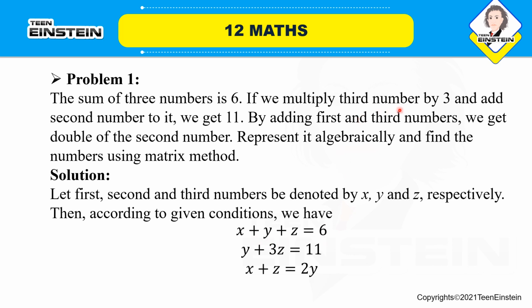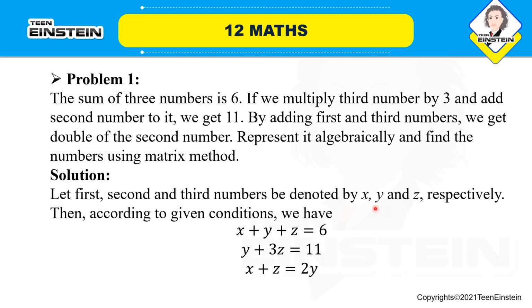Okay, then we are multiplying the third number by 3. What is the third number here? z. So we are multiplying z by 3. So we will be getting 3z. And we are adding second number to it. Okay, so what is the second number here? y. So we are adding the second number to it. So we'll be getting y plus 3z. Okay. So when we are multiplying third number by 3 and adding second number to it, we get 11. So how will you represent that? y plus 3z equal to 11. Okay. Next, by adding first and third numbers. What is the first number here? x. Third number is z. Okay.